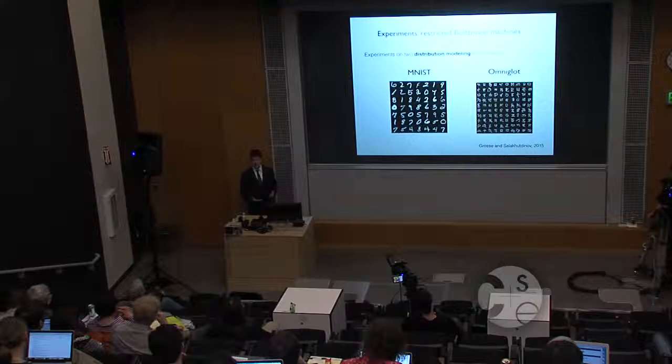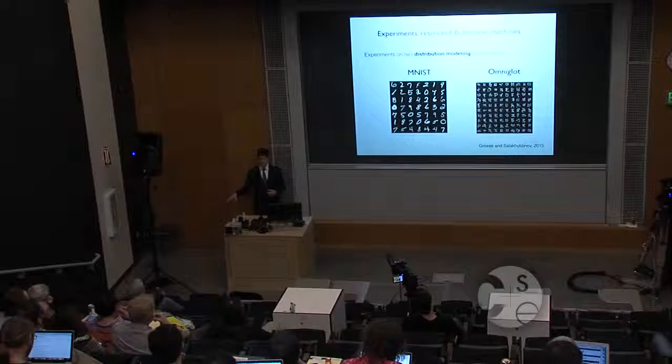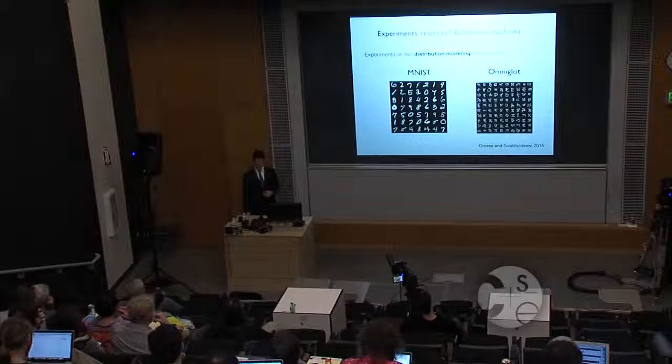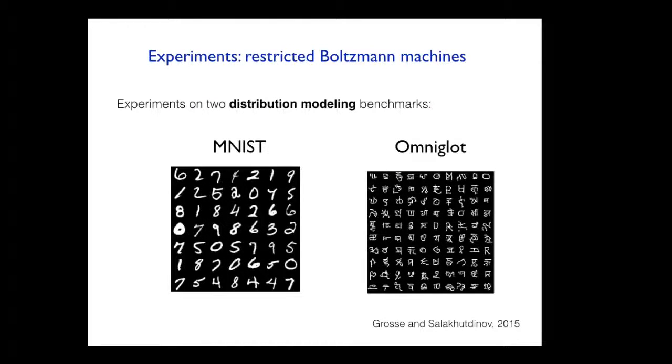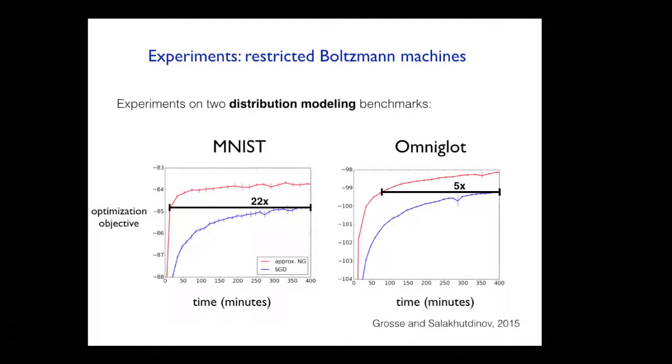So we evaluated it on training restricted Boltzmann machines. That's a kind of generative model that we use as a building block in the field of deep learning. And we looked at two distribution modeling benchmarks, a data set of 100 digits and a data set of 100 characters in a variety of world languages. And compared with stochastic gradient descent, which is how these models are normally trained, we can obtain quite significant speedups. In these cases, 22-fold and 5-fold.